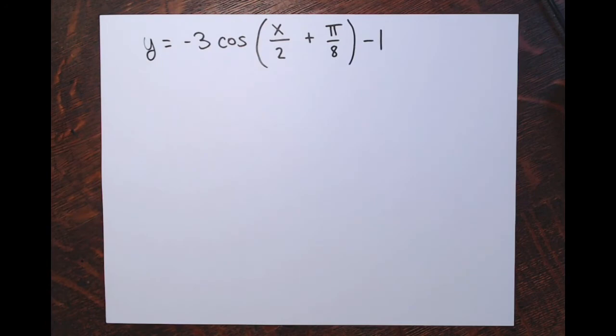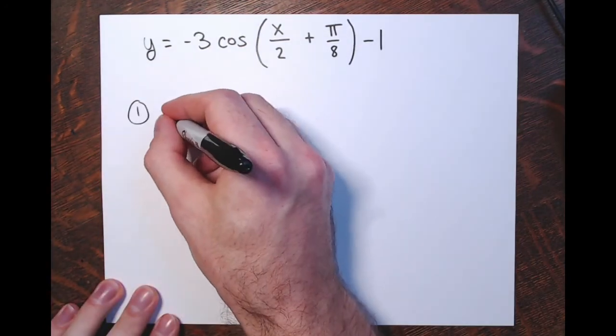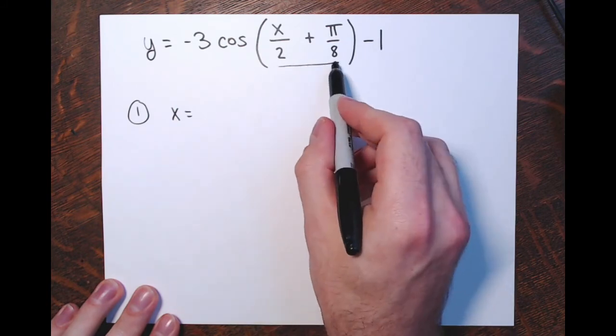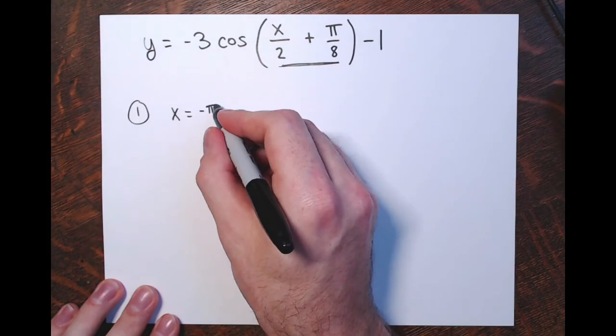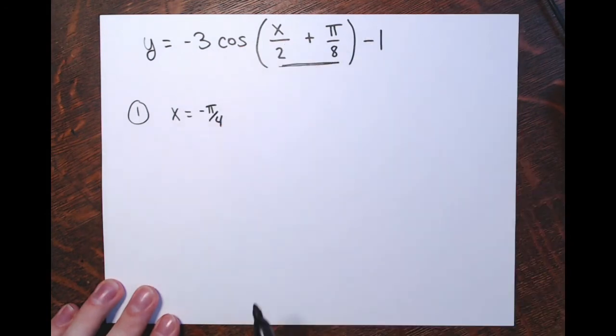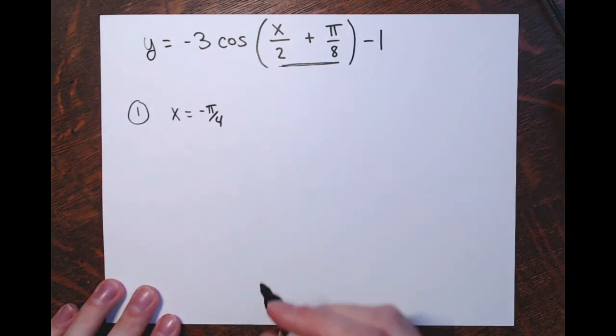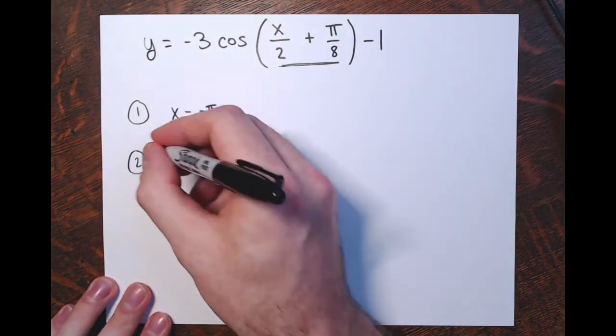Alright, so here's the function I'm asked to graph. And first thing is I'm going to figure out where I need to start. So I take the expression inside, set it equal to 0. That'd be at negative pi over 4, if you subtract pi over 8 and then multiply by 2. So I'm going to start there. Next, the period.